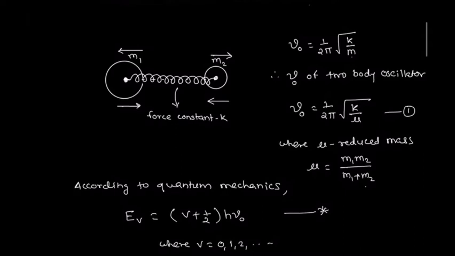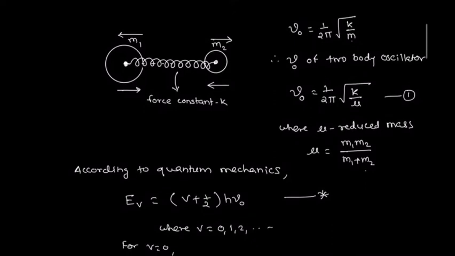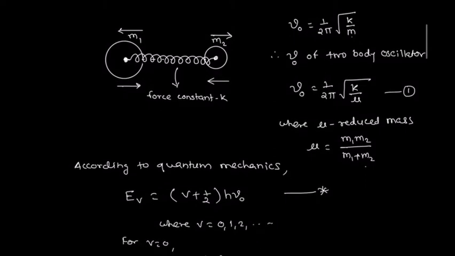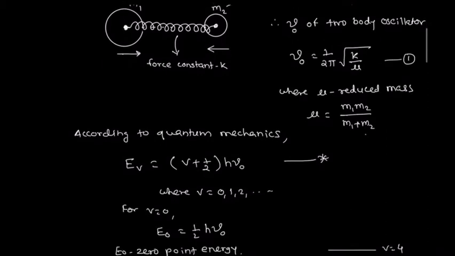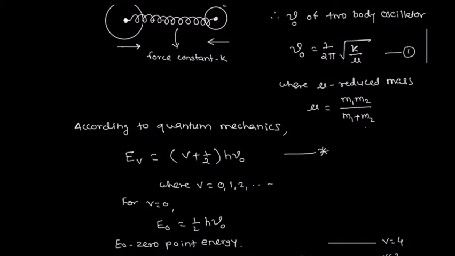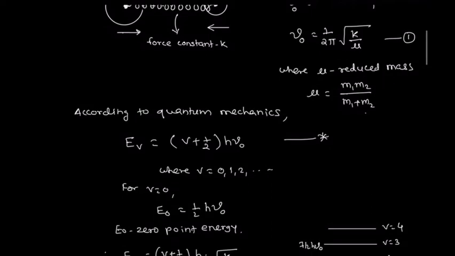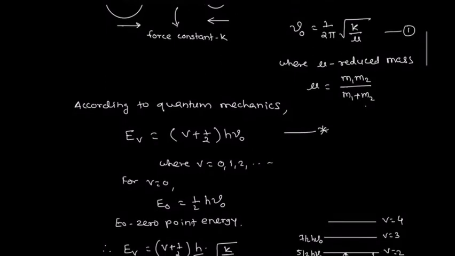Here v is one of the quantum numbers. That quantum number is related to vibrational motion. Hence, v indicates the vibrational quantum number and it takes the values 0, 1, 2, 3 and so on. For the lowest quantum number v equal to 0, the corresponding energy is finite, and that is the result of quantum mechanics. That energy we call the zero point energy, that is half of h nu 0. All other energy states we call E1, E2, E3, E4 and so on.